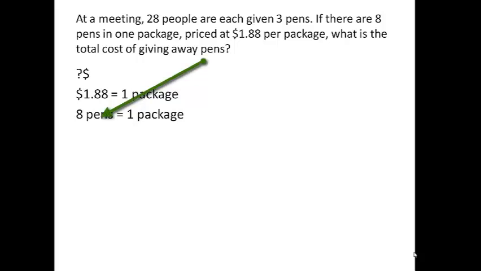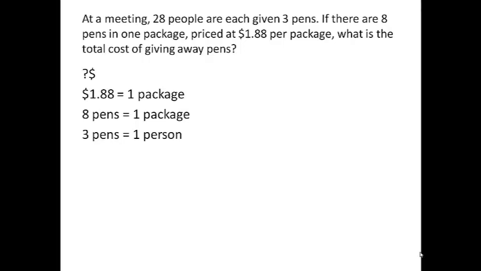I don't want pens either, so I'm going to go back to my problem and see what it tells me about pens. What it tells me about pens is that each is given 3 pens. Each is a person. So 3 pens equal 1 person. So I have 2 pens. Those can cancel. I have added the unit person. I need to look at my problem and see what it tells me about people, and it tells me there are 28 people. So I have 2 packages, 2 pens, 2 people, 1 money. I have enough information to work this problem.